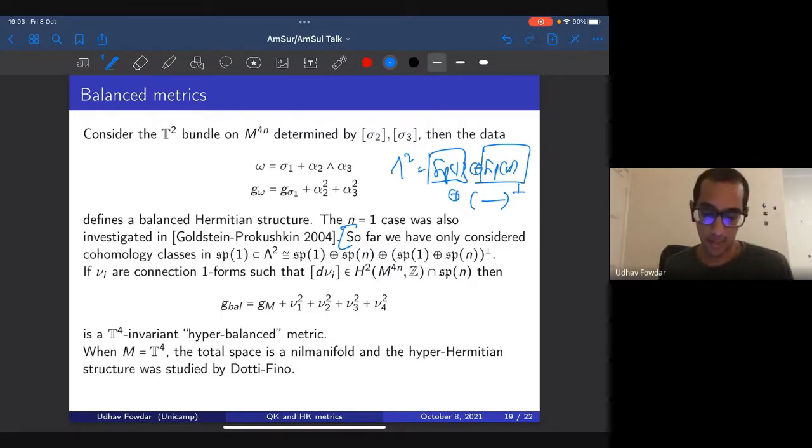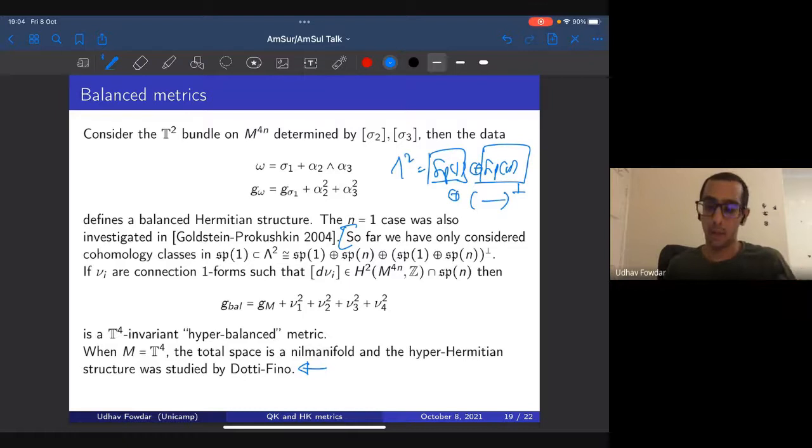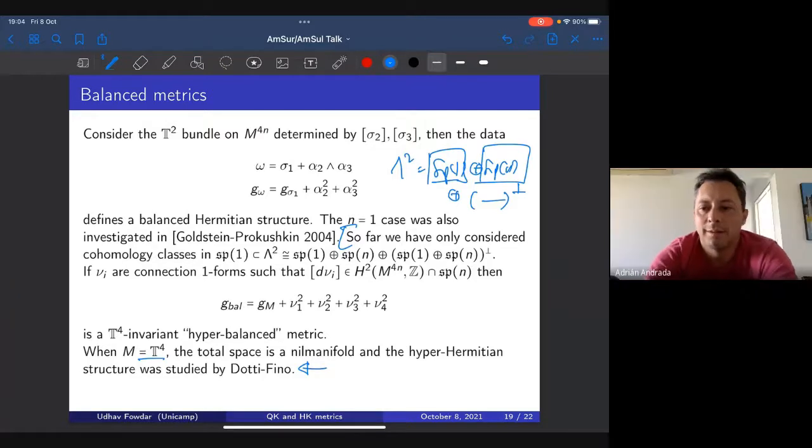And a special case of that was studied in work of Anna and Isabel. They're on nilmanifolds. Yes, they're on nilmanifolds. Well, it's the nilmanifold if you started with T4, because if you started with a flat metric, then you have the full symmetry. Otherwise, you can just use any hyperKähler manifold. Yeah. Okay, very nice. Thank you.